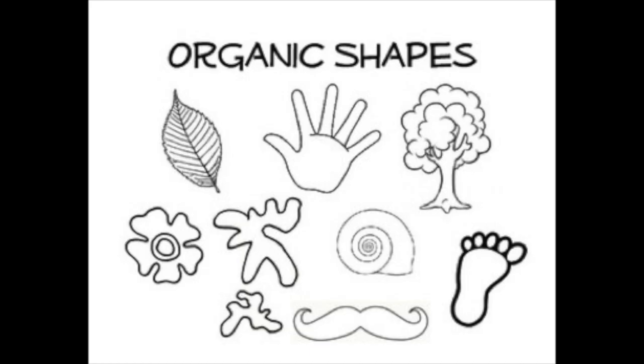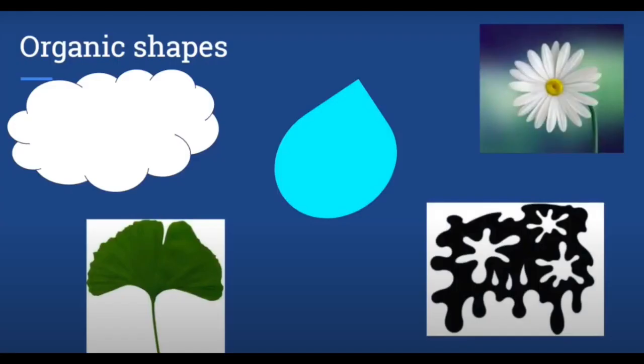The other shapes we'll be talking about are organic shapes. Organic shapes are the opposite of geometric shapes. Organic shapes we can see in nature. They are natural shapes and free-forming shapes. Shapes that usually don't have a name but sometimes may have a name. Some examples of organic shapes can be clouds, leaves, flowers, and raindrops.